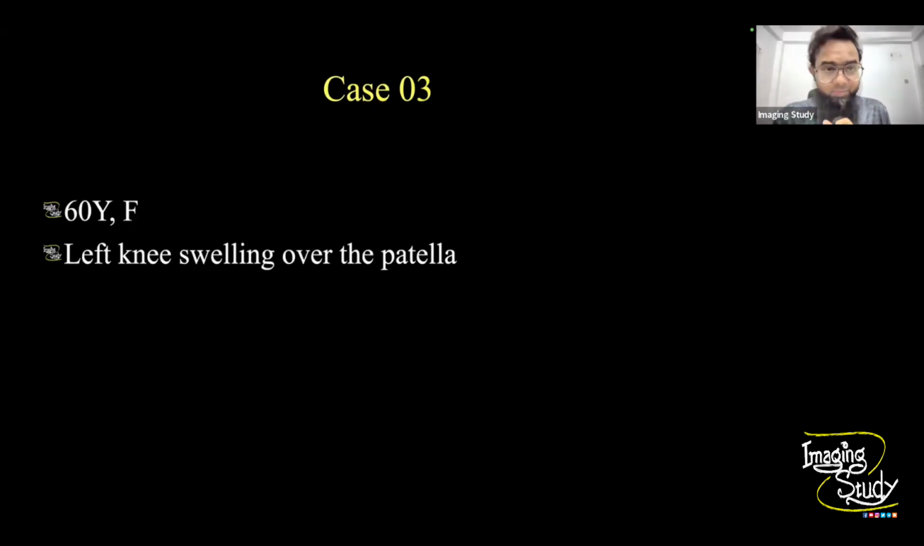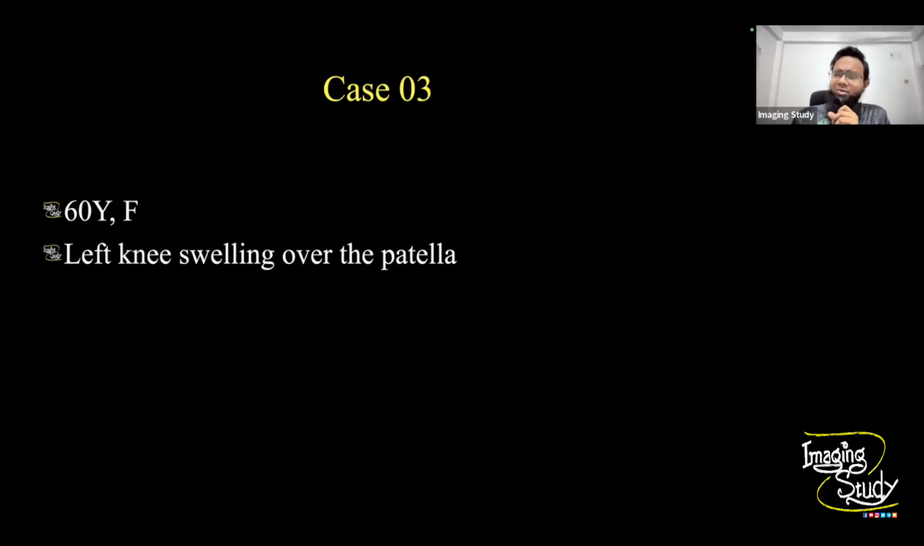Okay, case number 3. This is a 60-year-old female patient who came with left knee swelling over the patella. You asked me about the musculoskeletal cases. I'm not very good at musculoskeletal ultrasound, but I get some cases. So let's just share them.